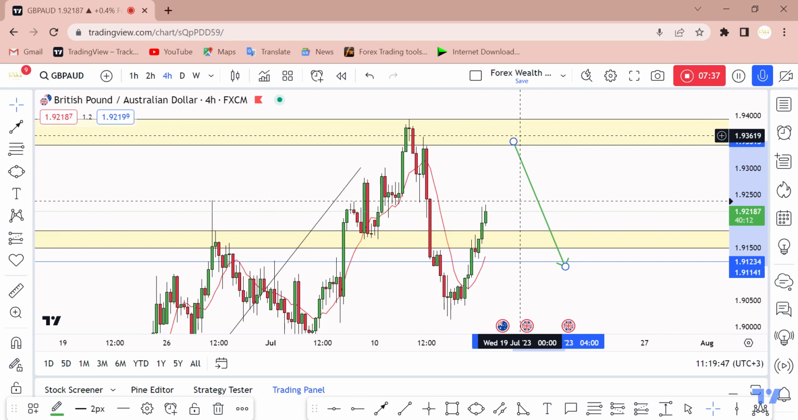But wait for price action. Price action is the key. And history, of course, also repeats itself. Those are my two important rules that I follow in the Forex market.